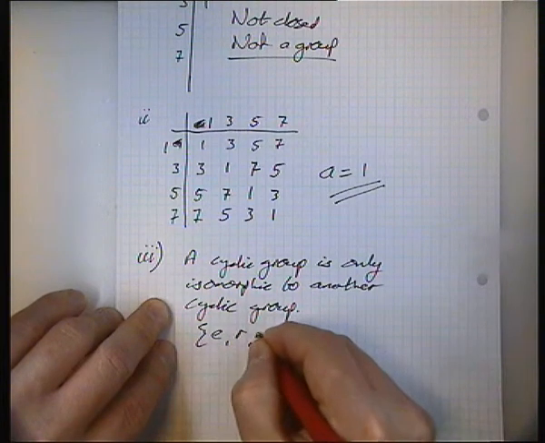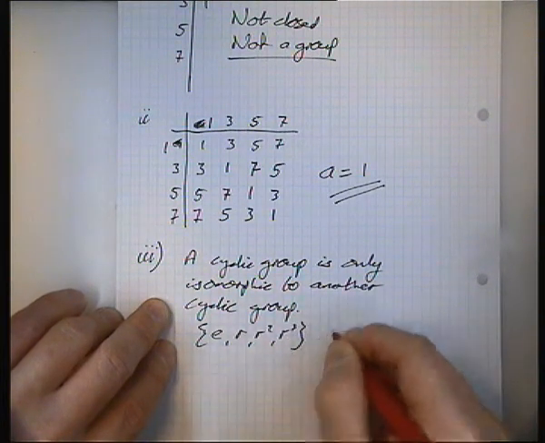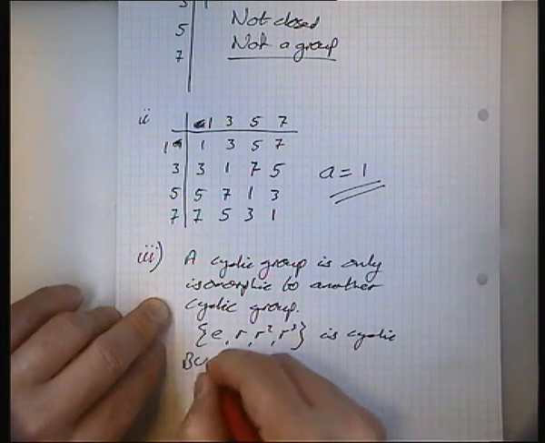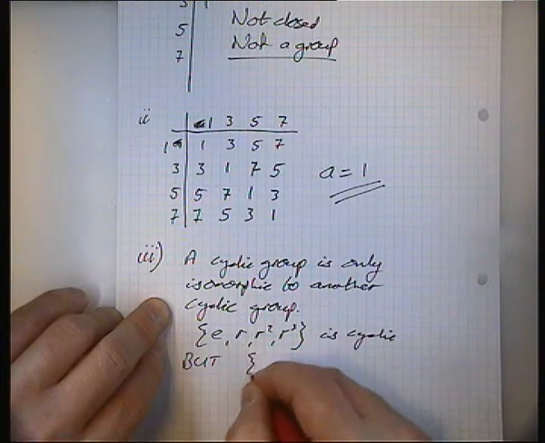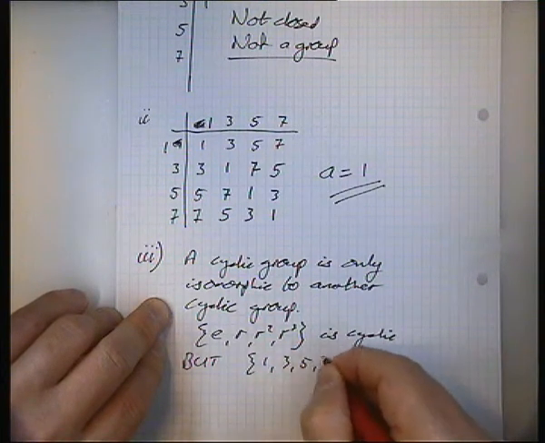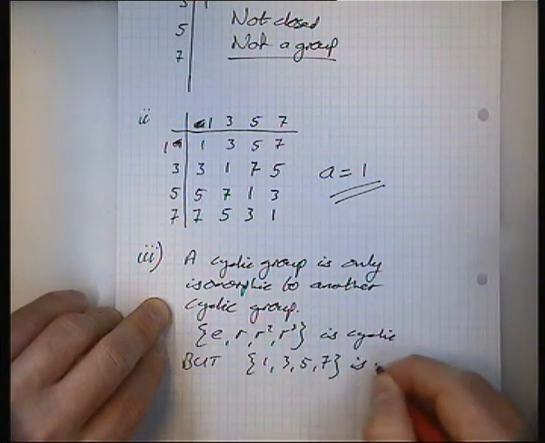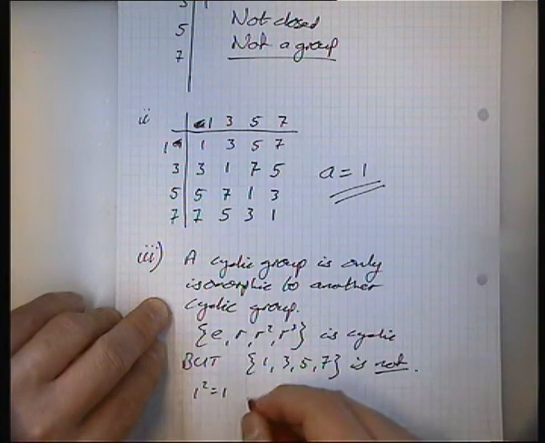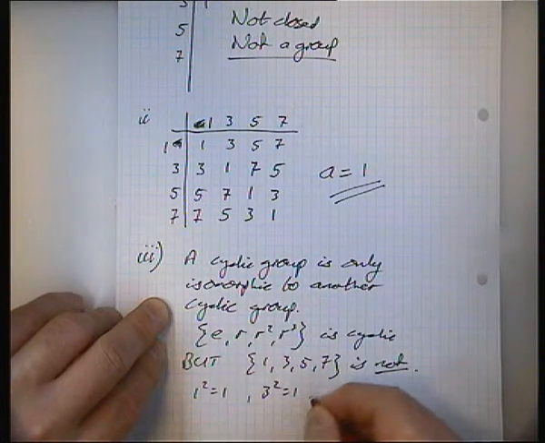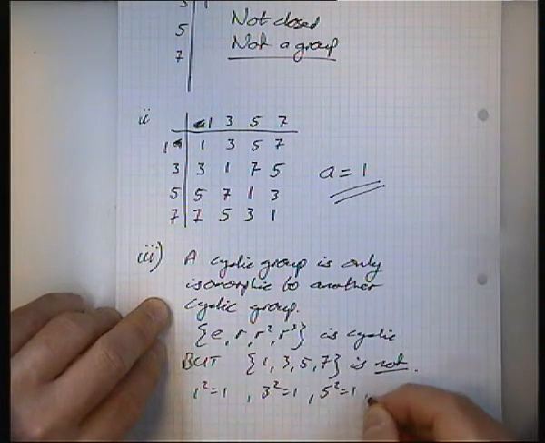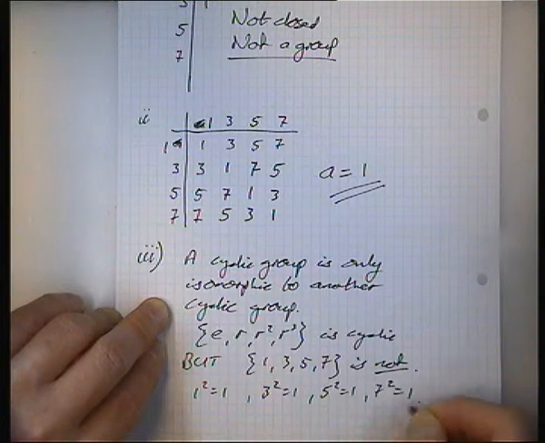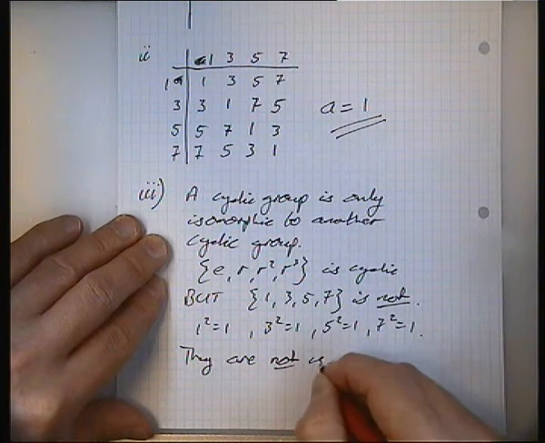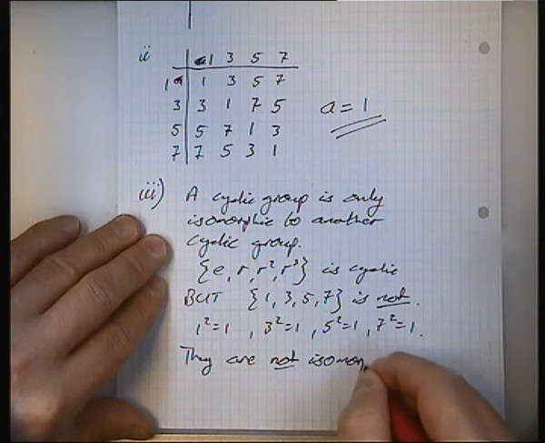Now, we've got e, r, r squared, r cubed is cyclic. Our group above, 1, 3, 5, 7, is not, because 1 squared equals 1, obviously, 3 squared equals 1, 5 squared equals 1, and 7 squared equals 1. So we can say quite clearly that they are not isomorphic. And that is that question done.